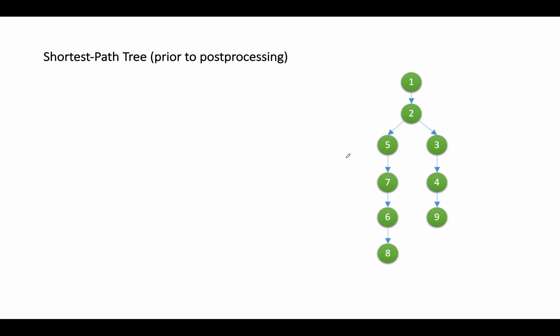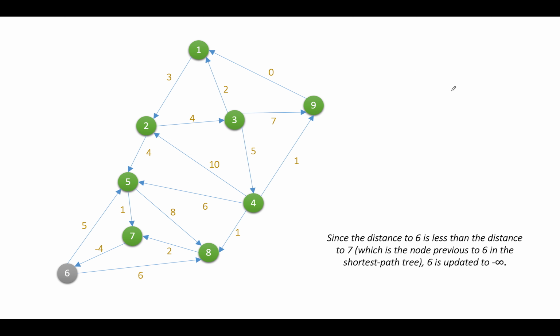So this is what our shortest path tree would look like prior to post-processing. We would see that to get to 8, you'd have to go through 6, which has to go through 7, which has to go through 5, which goes through 2 and 1, and then 9 goes through 4, which goes through 3, which goes through 2 and 1. But the post-processing involves looking at the vertices.